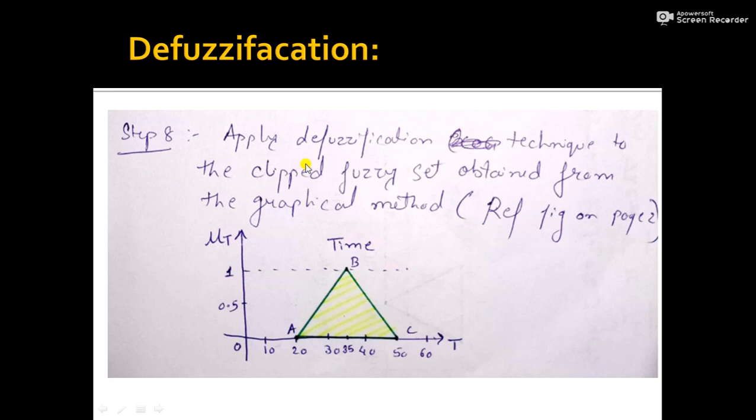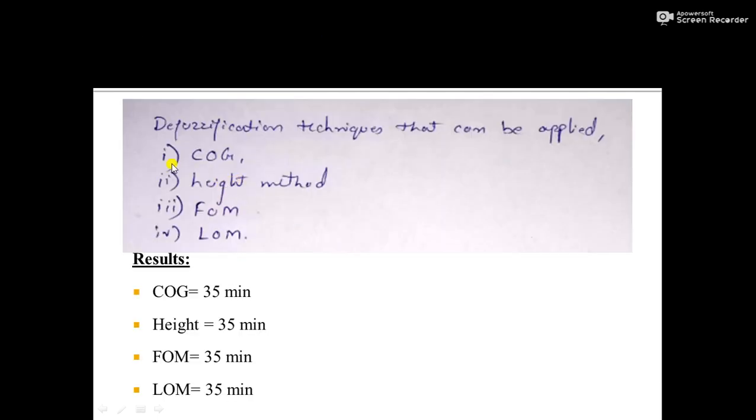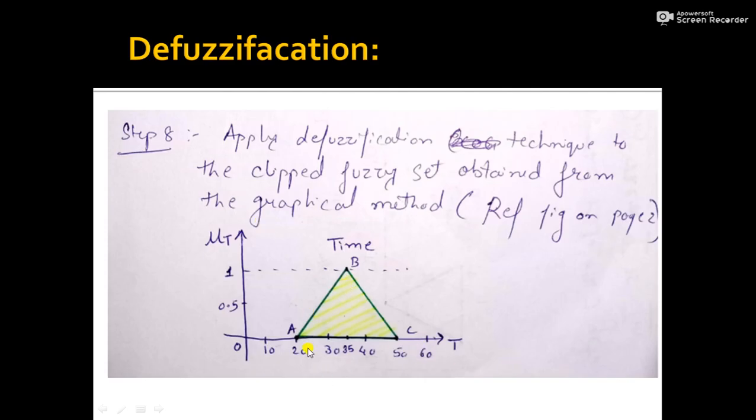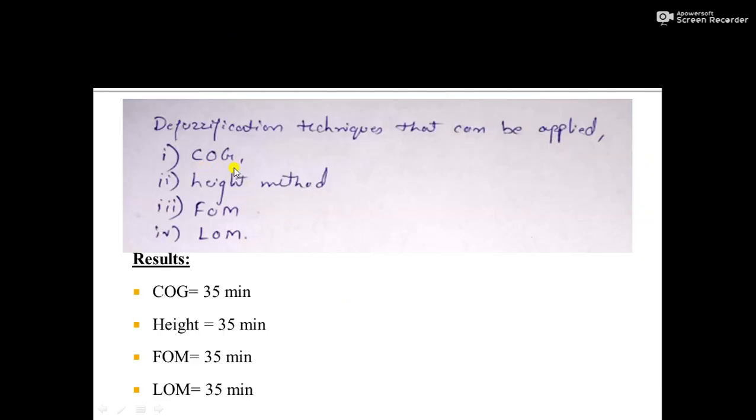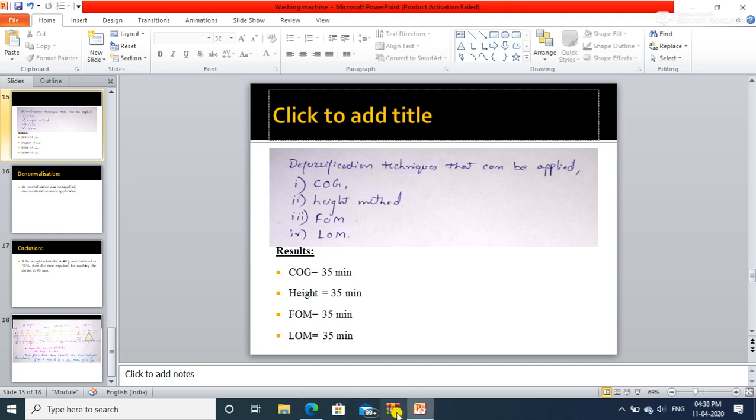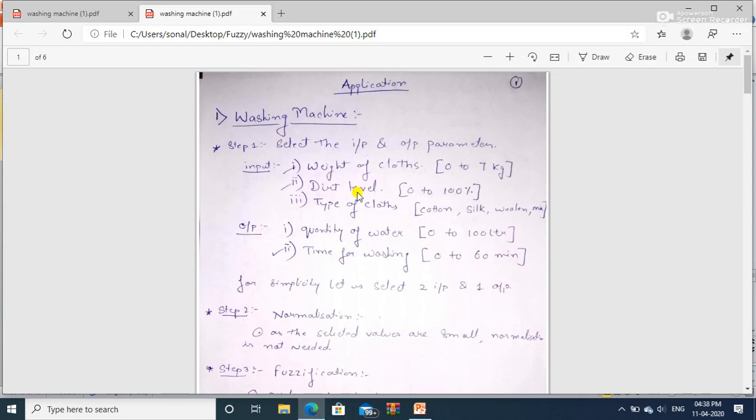Now we can apply any kind of defuzzification method which is applicable. There are n number of defuzzification techniques, out of which there are four methods applicable for this kind of shape: center of gravity, height method, first of maximum, and last of maximum. When we solve all these methods, here we have one which we have already solved.